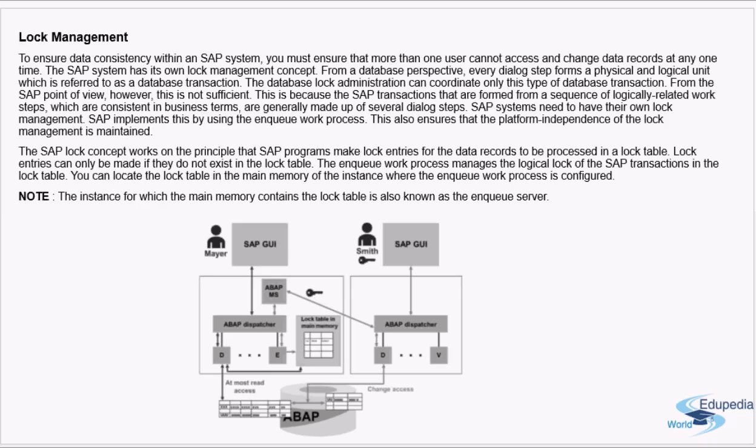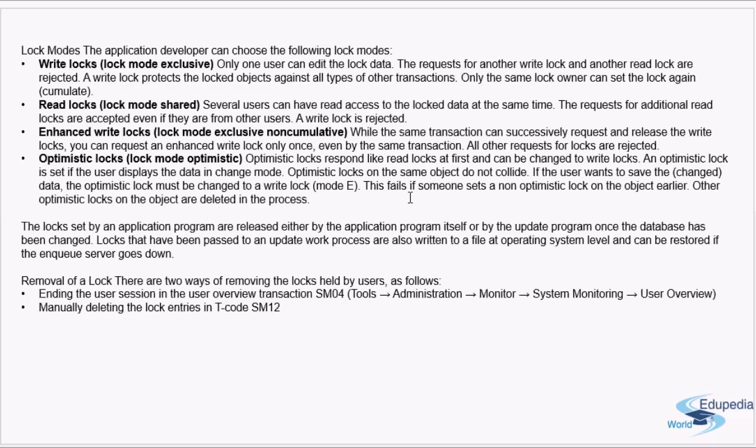Next we have seen lock management, which is taken care of by the enqueue work process. The lock table we have seen: on the same instance where the enqueue work process is, we will configure a lock table where all the information about these locks is maintained. Next we have seen the different types of lock modes: write, read, enhanced write, and optimistic locks. Next we have seen how locks held by a program will be released.